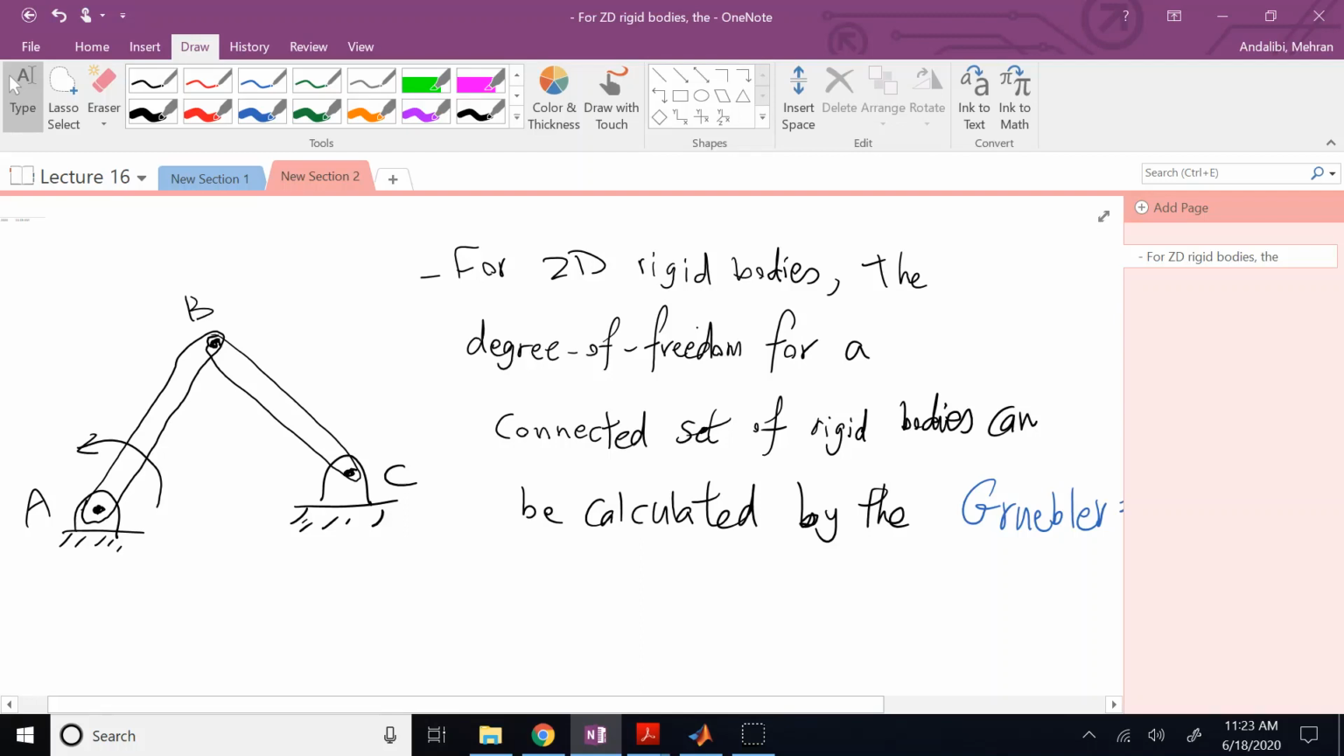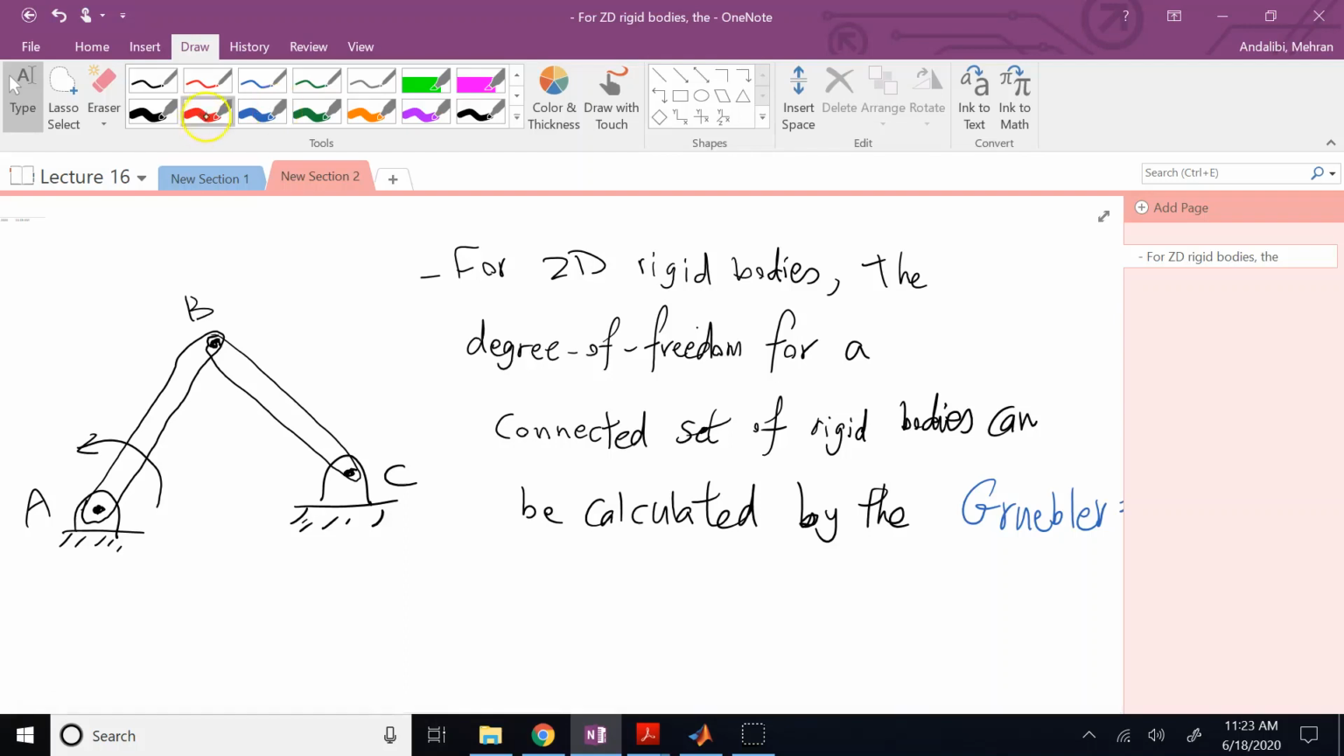So each rigid body has basically 3 degrees of freedom. Now, let's say your set of rigid bodies has n rigid bodies. Right here, n is 2. You have 2 rigid bodies. Sometimes you have 5 rigid bodies and so on.